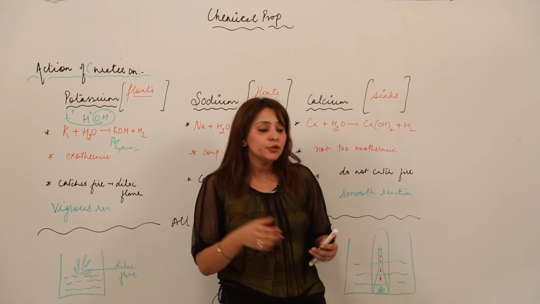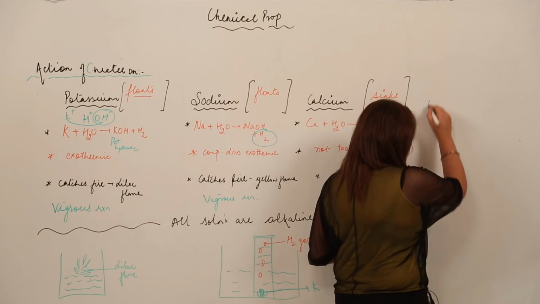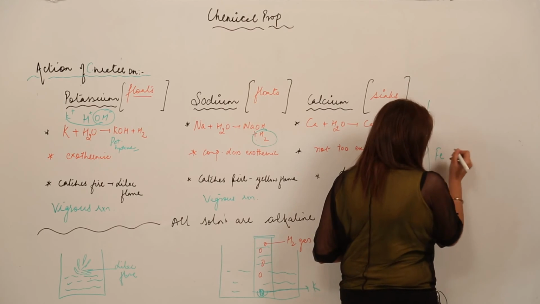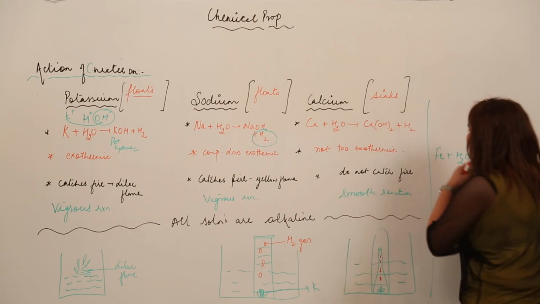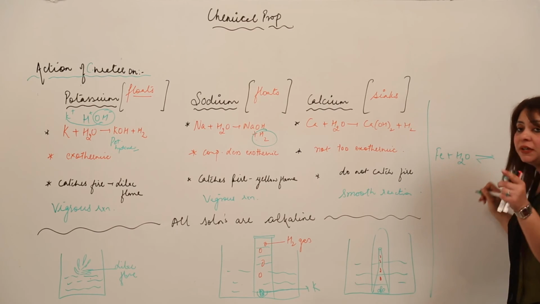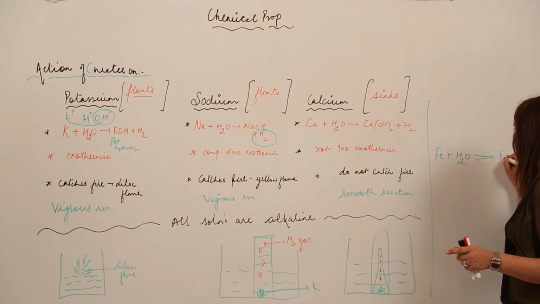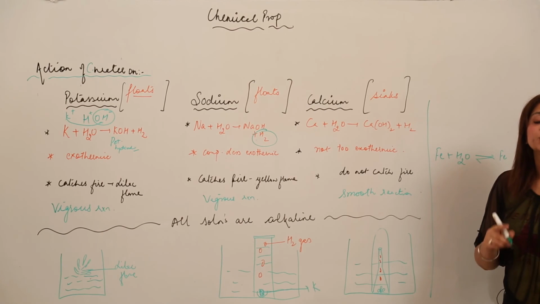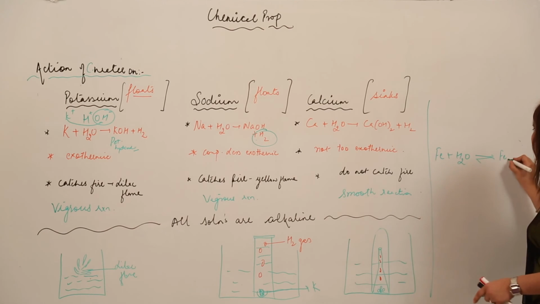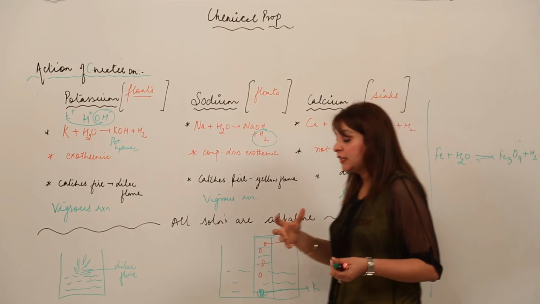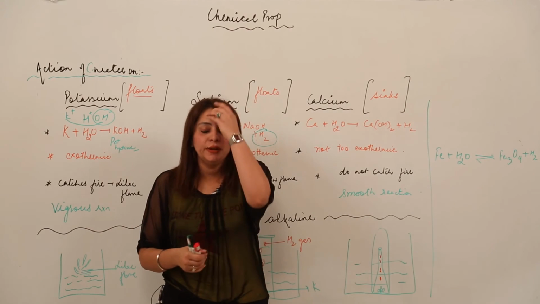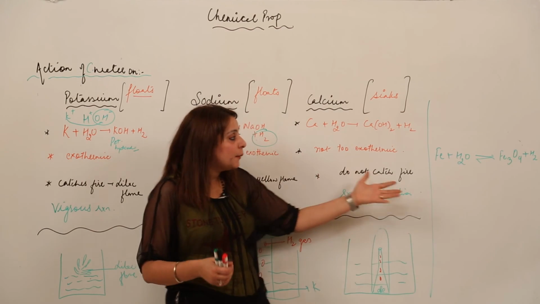And moreover, you should know that iron also reacts with water, but it reacts with superheated steam, and it is a reversible reaction. It leads to the formation of an oxide, and that oxide is not Fe2O3, it is Fe3O4, and along with that we get hydrogen gas. You should know that because this iron reaction is very important, and you often get in your paper the question of what happens when iron reacts.